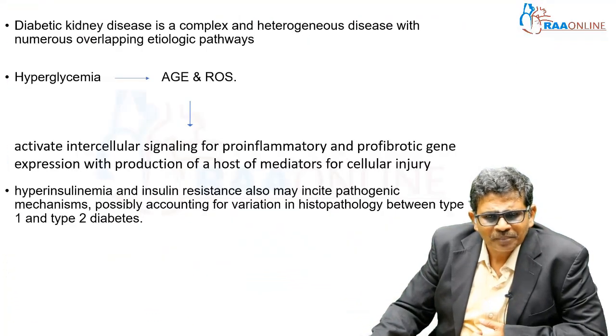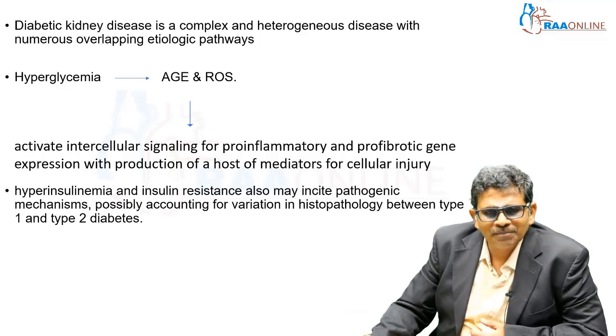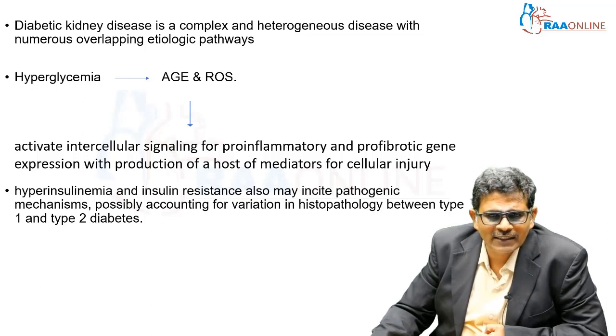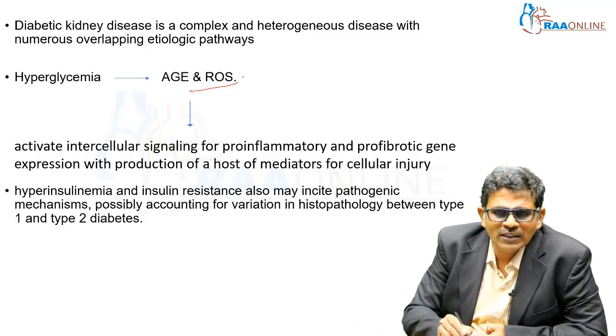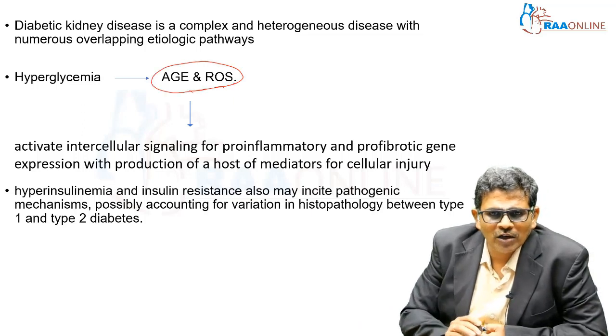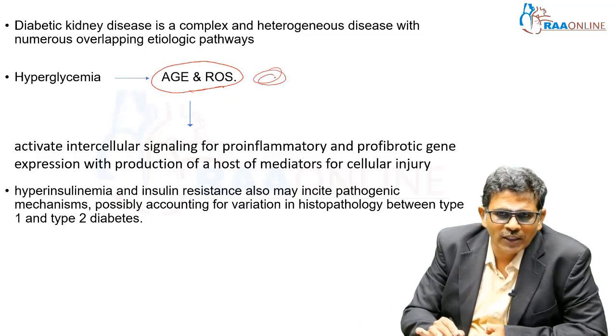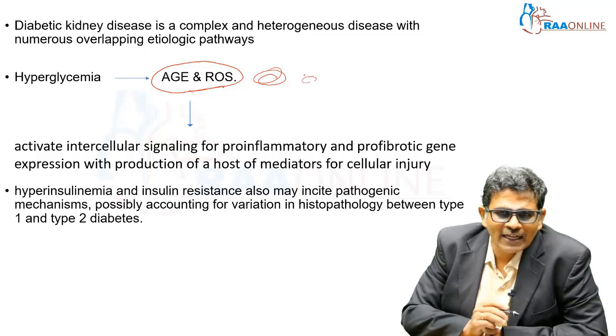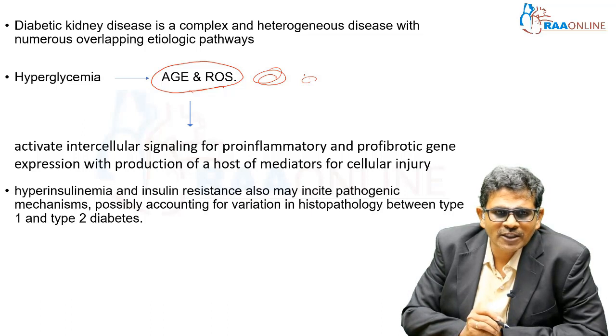Having said that, diabetic kidney disease is a complex and heterogeneous disease with numerous overlapping etiologic pathways. One thing that is important for us to know as clinicians is that diabetes produces lots of advanced glycation end products and reactive oxygen species. The production of these advanced glycation end products and reactive oxygen species is important for almost all the microvascular complications of diabetes, be it retinopathy or neuropathy. It is all because of these glycation end products and the reactive oxygen species.